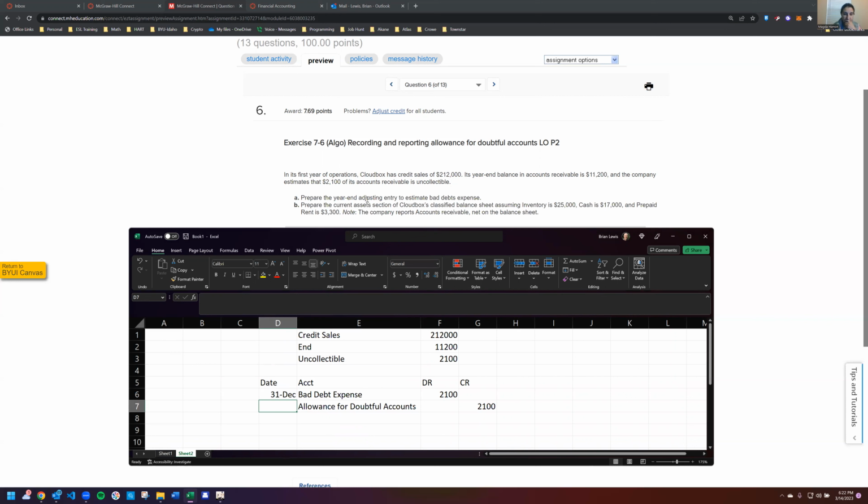Prepare the year end adjusting entry to estimate bad debt expense. Okay, this is what I would do. We'll see if that's right. And then let's call this reference A. And then it says for B, prepare the current asset section of CloudBox's classified balance sheet, assuming inventory is 25, cash is 17, prepaid is 3. Okay, well, we won't do this.